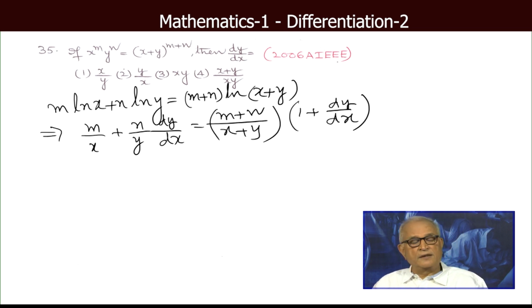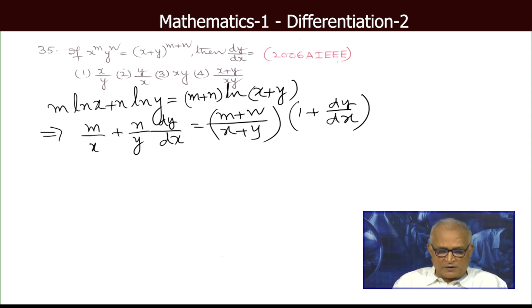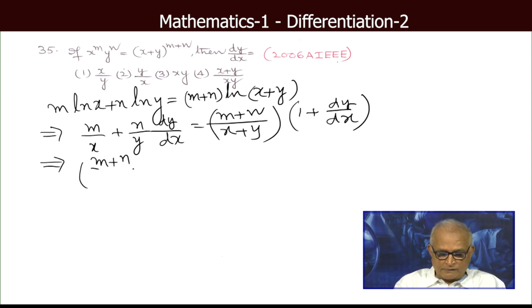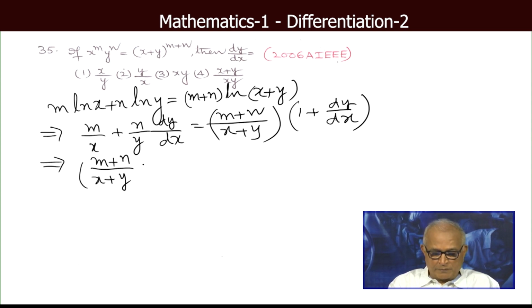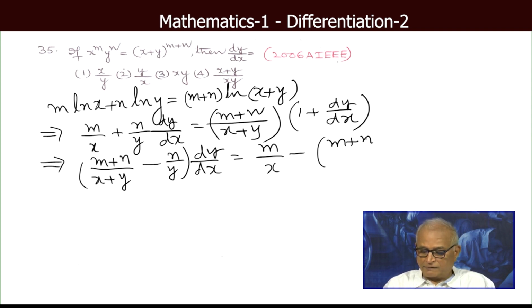So, very clear. That is the result you get by differentiating term by term with respect to x. Okay. Let us separate the terms containing dy/dx and write them on one side. (m + n)/(x + y) - n/y, into dy/dx, is equal to m/x - (m + n)/(x + y). Follow? Simple transformation of terms from one side to another side.